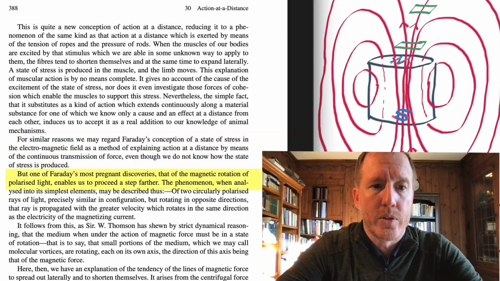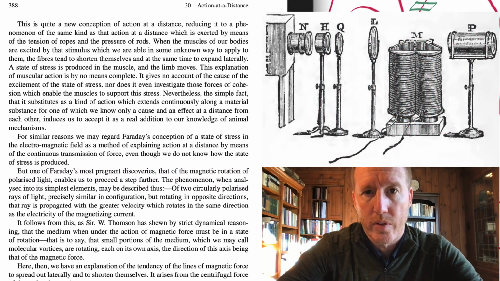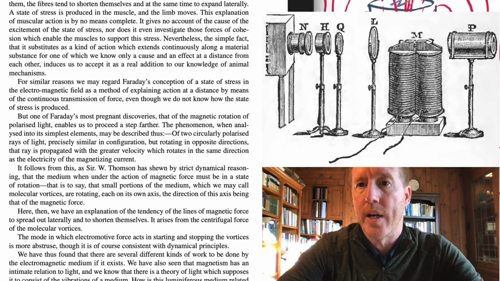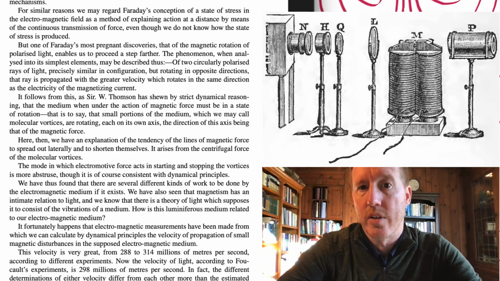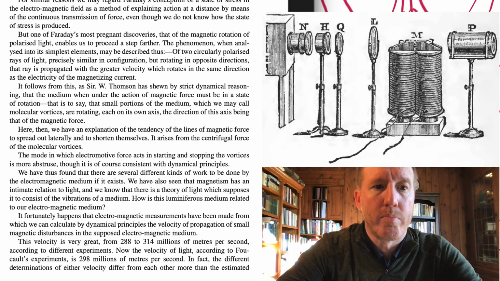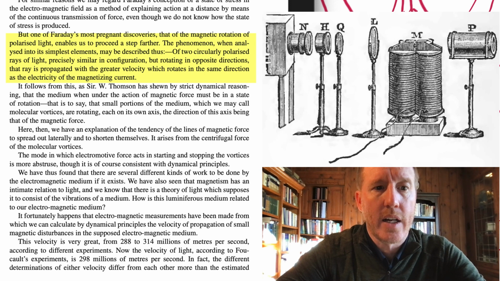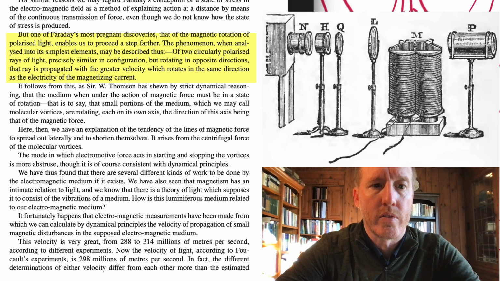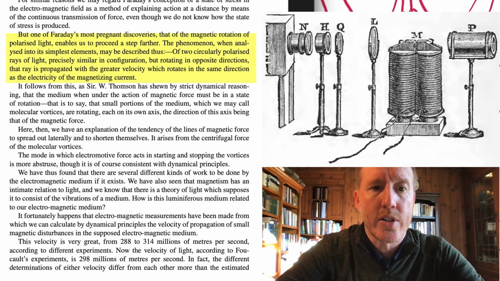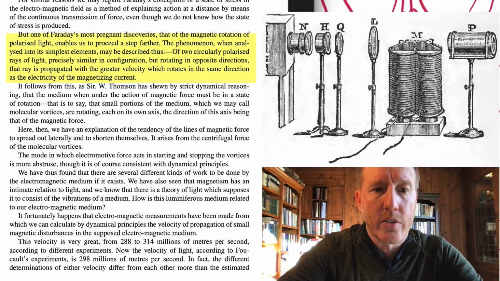But one of Faraday's most pregnant discoveries, that of the magnetic rotation of polarized light, what's now known as Faraday rotation, we talked a little bit about that in the context of reading John Tyndall. The rotation of polarized light enables us to proceed a step farther. The phenomenon, when analyzed into its simplest elements, may be described thus. Of two circularly polarized rays of light, precisely similar in configuration, but rotating in opposite directions, that ray is propagated with the greatest velocity, which rotates in the same direction as the electricity of the magnetizing current.